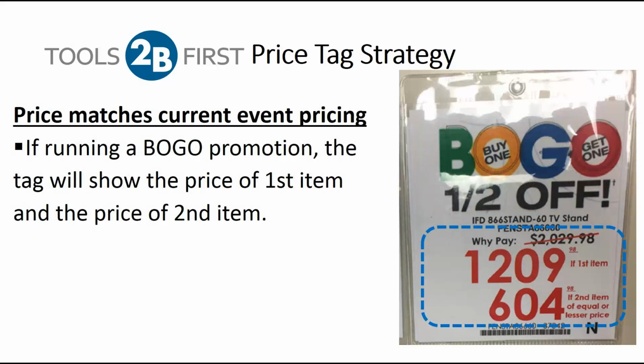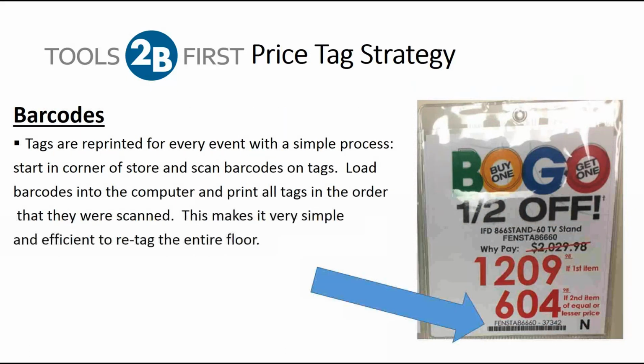Just a couple other items on the price tag. Again, the price matches the current event pricing. With the barcodes, we use small handheld scanners to scan the items on the floor. It makes it a pretty efficient process. Once you have these implemented in your store, you start in one corner, scan the barcodes, and load the scanner. It's a USB scanner. You plug that into the computer, and it prints all the tags in the order that you scan them on the floor. So it makes it very simple to re-tag the entire floor.